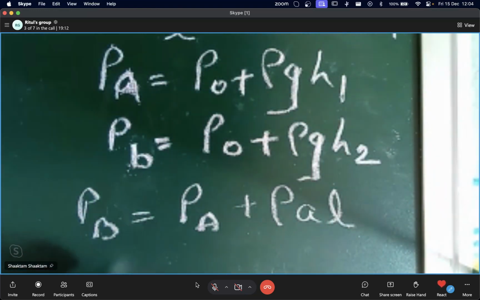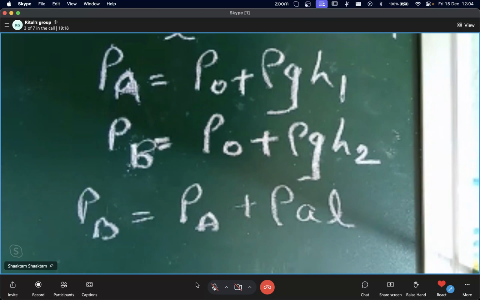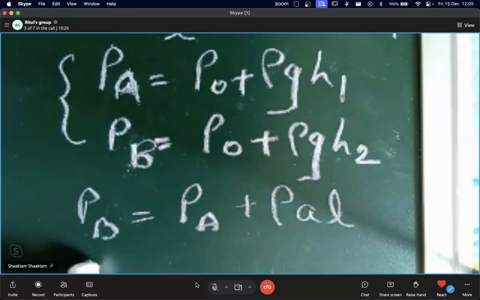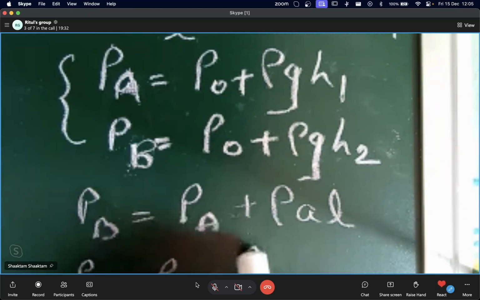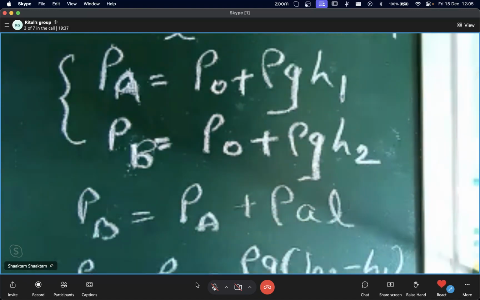We get two equations. PB minus PA from the above two equations will be rho g (h2 minus h1). And PB minus PA from this equation will read rho AL.